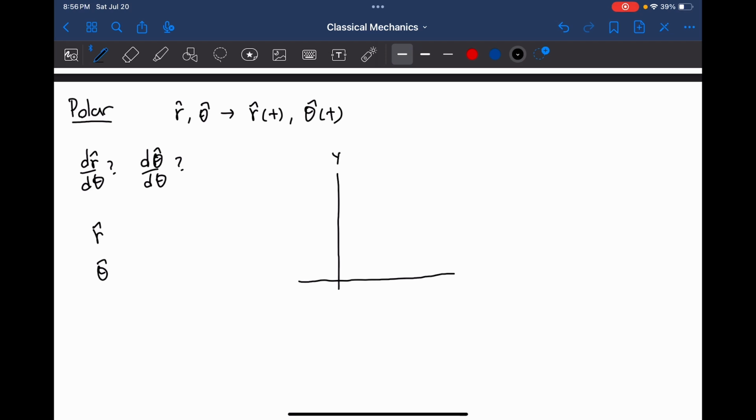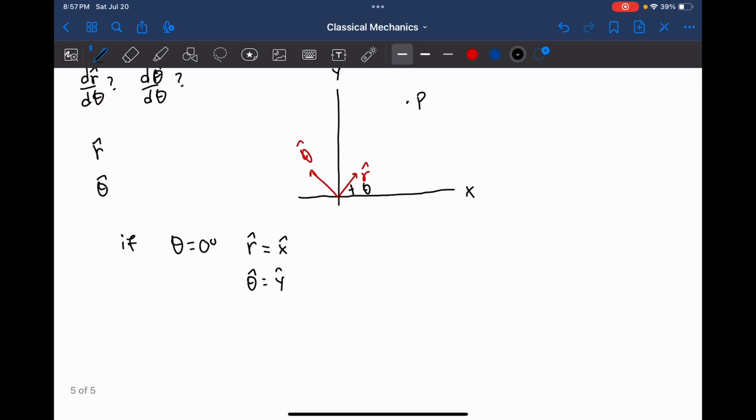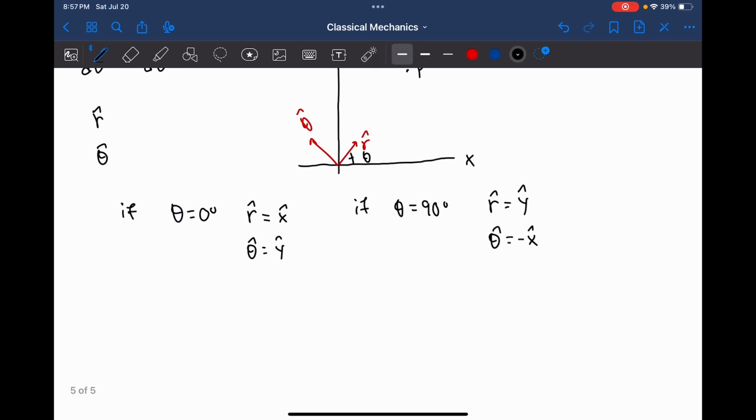So if this is y and x, and here's a point P, then we know that r hat points this way, and theta hat points this way. And if this angle is theta, right, then what can we say? Well, if theta were 0 degrees, then r hat is going to be equal to x hat, and theta hat is going to be equal to y hat, right? And if theta were 90 degrees, then r hat would be equal to y hat, and theta hat would be minus x hat.